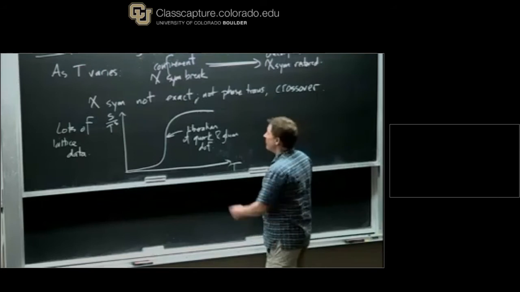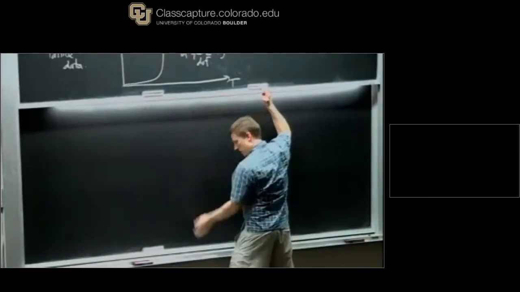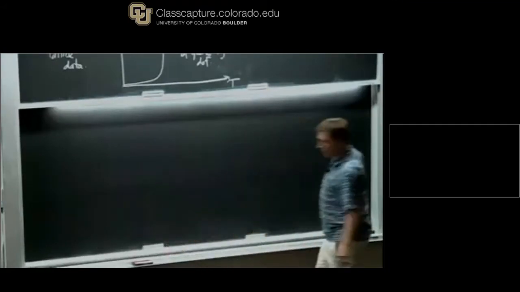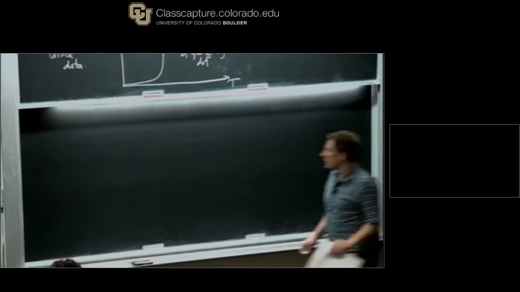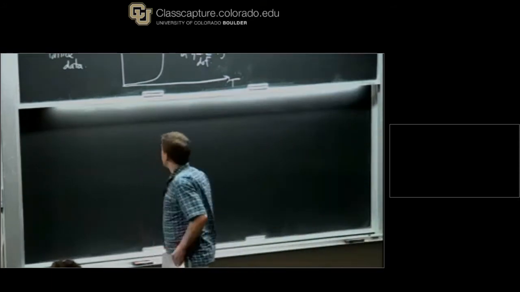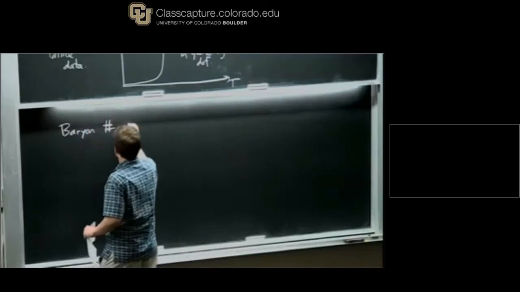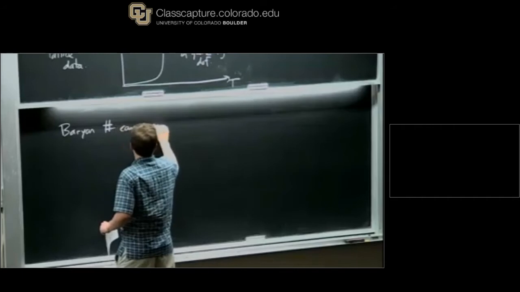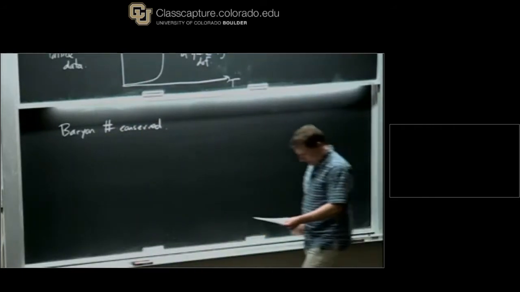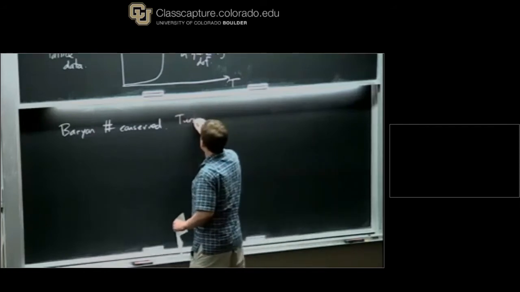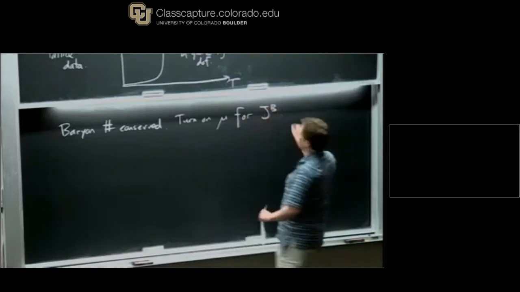One thing that people have thought about a lot, let's see, this one. I did the wrong order. Sorry, Matt. One thing that people have thought about a lot is extending this into a two-dimensional phase diagram. So baryon number is conserved in QCD. And let's imagine that we turn on a chemical potential for J baryon.